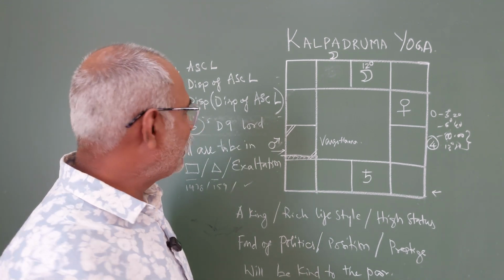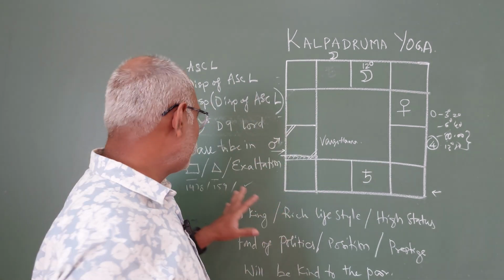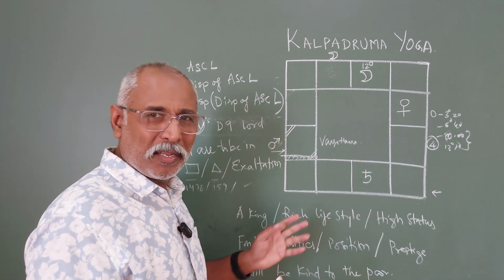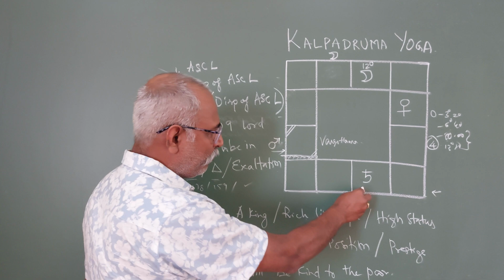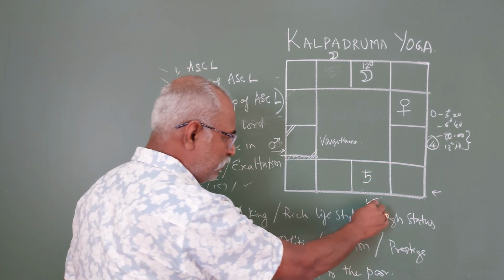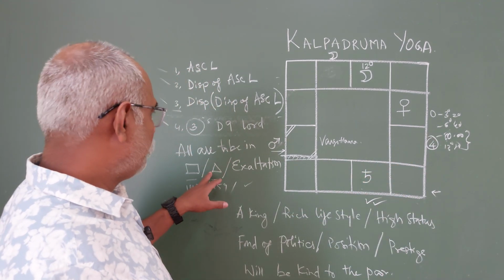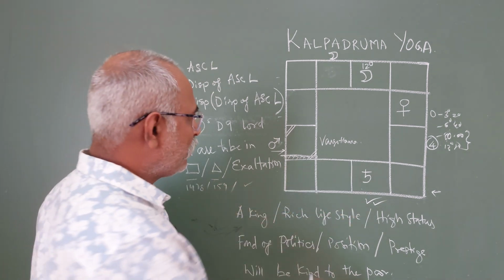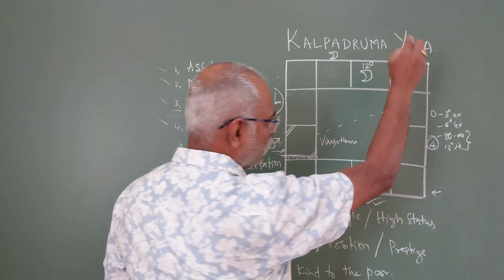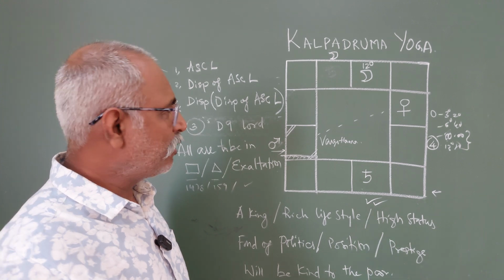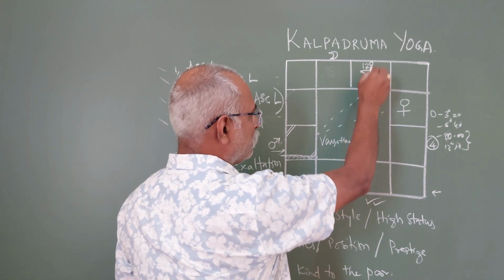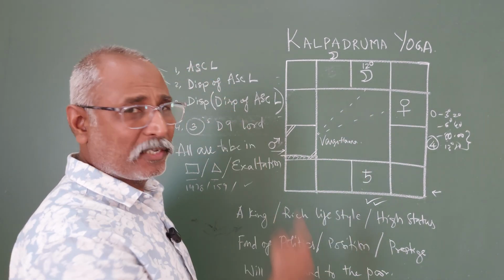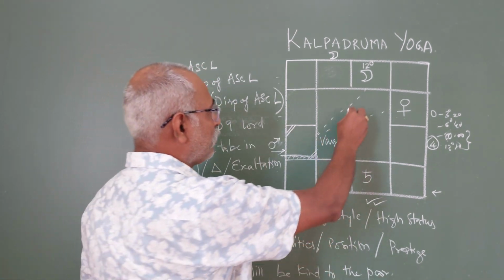So let us understand whether these positions are all in Kendras and Trikonas or even exaltation. Lagnadipati is in a Kendra and also exaltation. Yes. The dispositor is in a Kendra, in the 7th house. Correct. The dispositor's dispositor is in the 5th house, in a Trikona, and also exalted. Double tick marks.